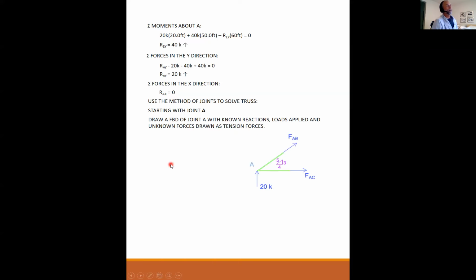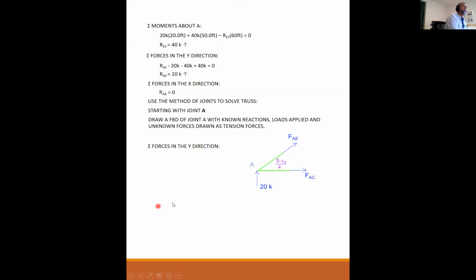Okay, so here's my free body diagram of A, just joint A. Again, we solved for our reaction at A is 20 kips up, so there's my 20 kips up. I do not know the force in AC. I do not know the force in AB. So I draw them as unknown and I draw them as tensile forces. But I do know the angle of this strut is a 3, 4, 5 triangle from the original geometry. So I put that on there to indicate the angle of the truss.